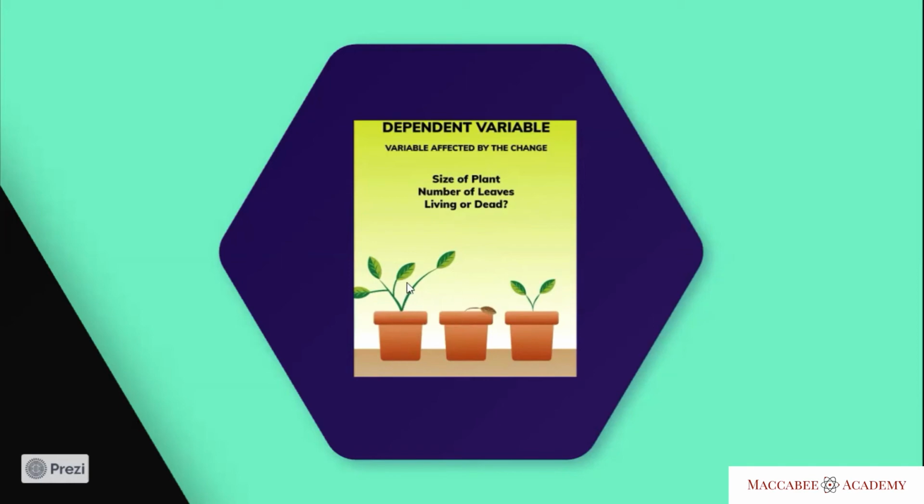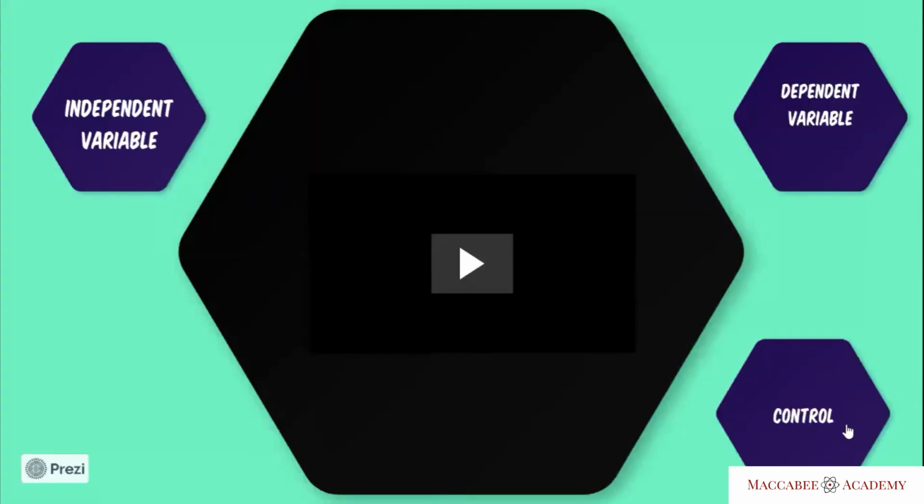Looks like this one right here that got just the right water, looks like it's doing pretty well. And this one's doing okay. So that was our dependent variable. That is what was the result of all those changes that we made.